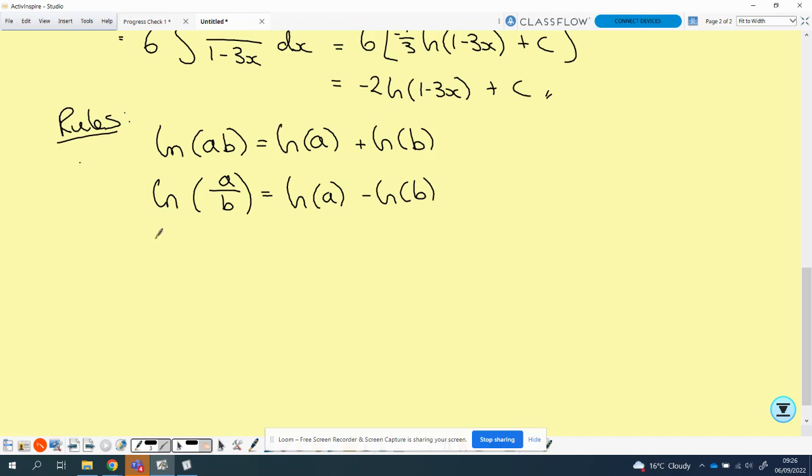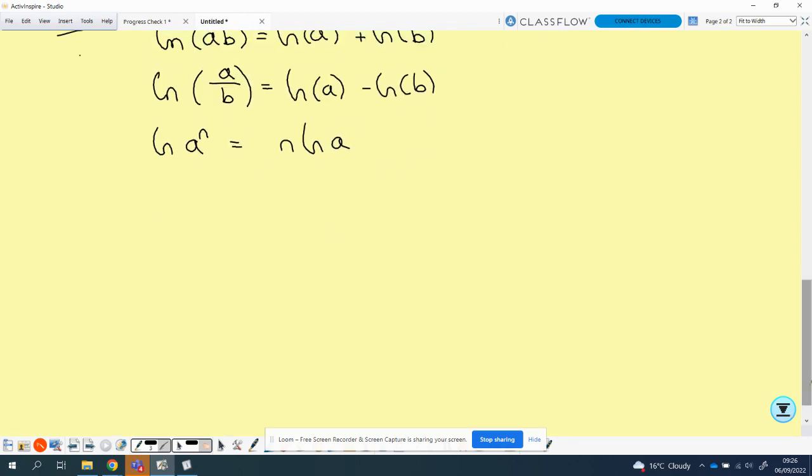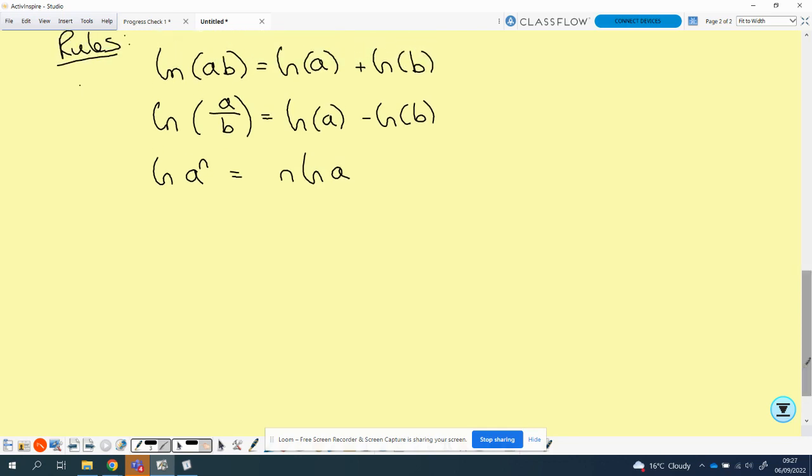And then the last one that we've got is log a to the power n. Remember, you can bring the power down to the front. Okay, so those are the 3 rules that we've seen before, but they come up quite a lot today as well. So let's look at an example of when these 3 rules would be required.